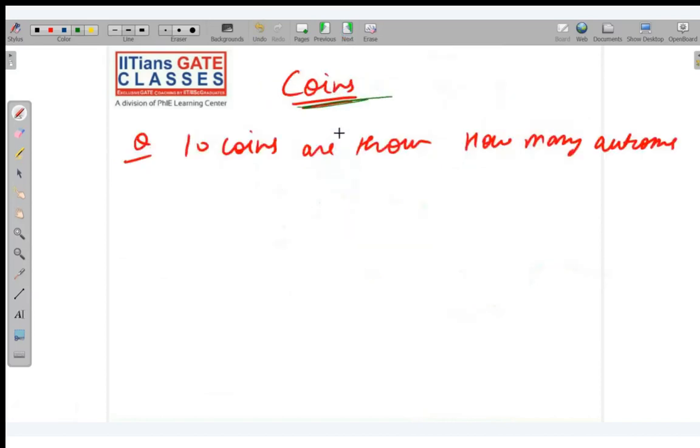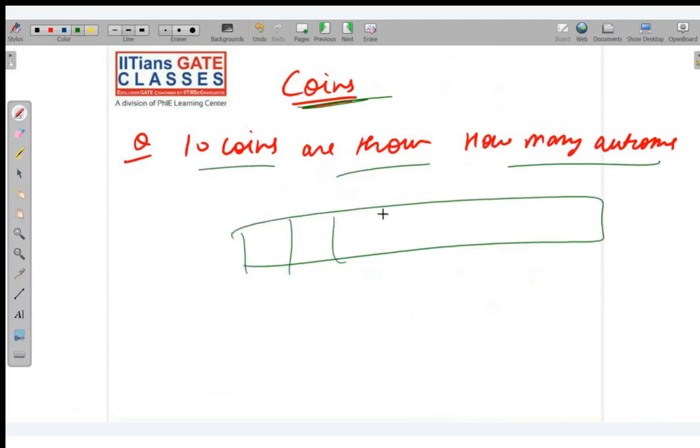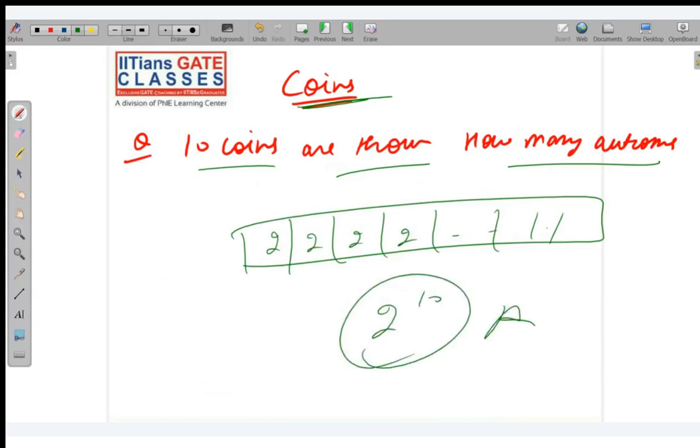Coins. So now we will see some coin problems. 10 coins are thrown. How many outcomes? Very simple. 10 coins have been thrown. So what are the outcomes? First two outcomes, head or tail, next head or tail, head or tail, head or tail, and so on. So 2 power 10 is the answer. Please take snapshot. I will jump to the next slide.